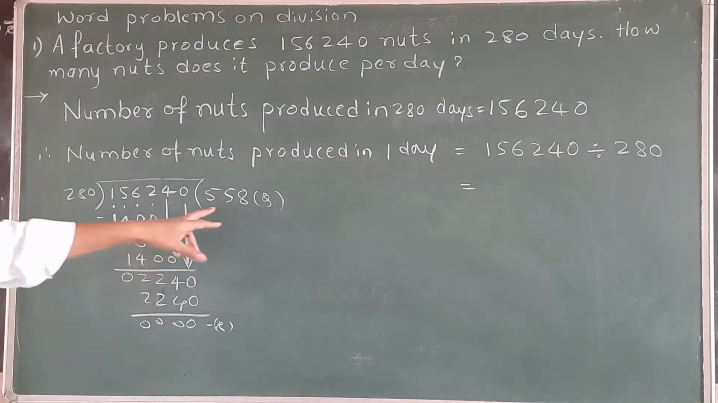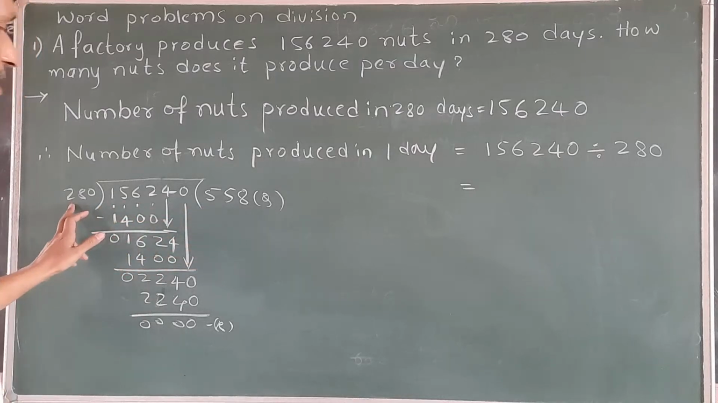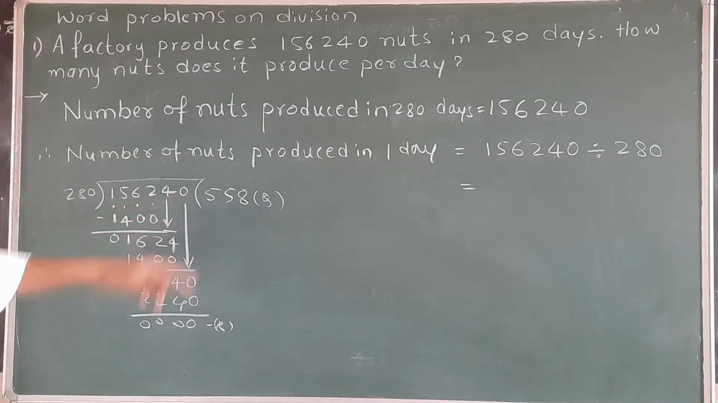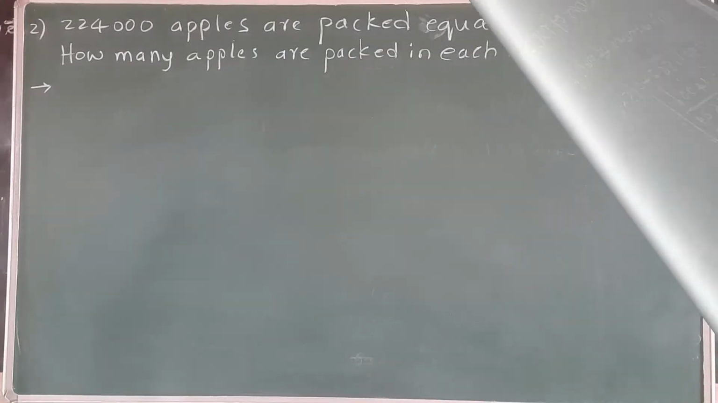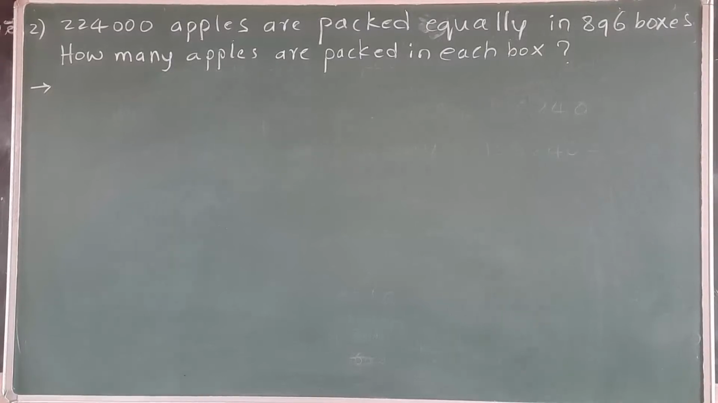If we multiply 558 by 280, once again we will get 156240. That is the verification of this problem. Now second one, 2,24,000 apples are packed equally in 896 boxes. How many apples are packed in each box?